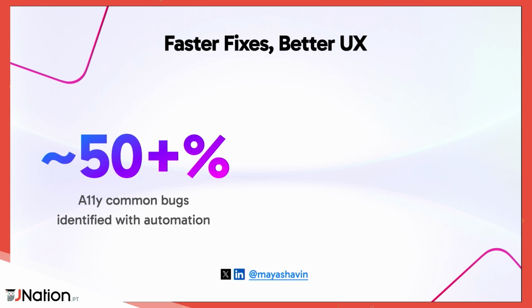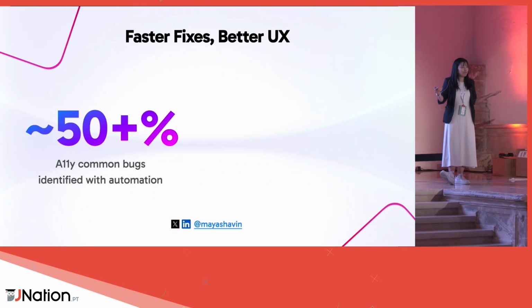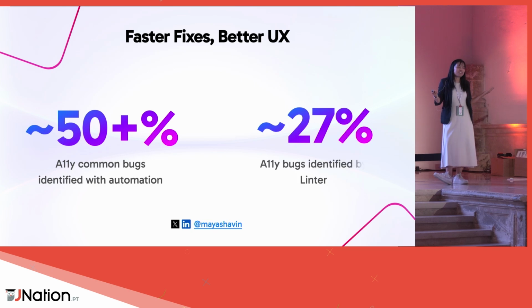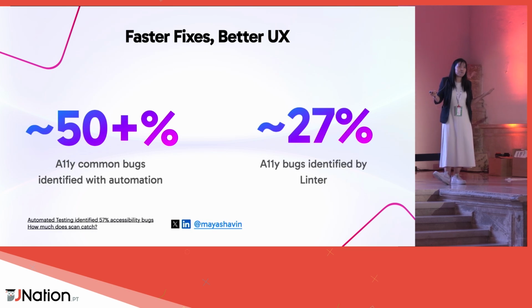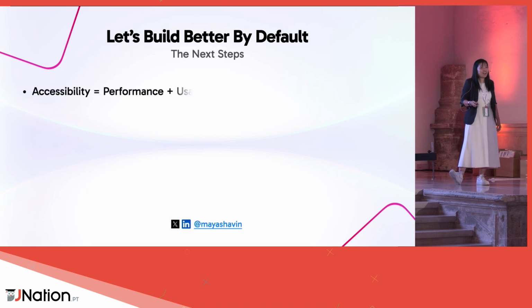With all of that in mind, it's proven that 50% of the bugs will be fixed by automation. 50%, a lot, right? You don't have to deal with 50% of the bugs here. And 27% of the bugs will be identified just by the linter. Isn't it awesome? For me, more than 20% is considered a huge improvement for my life. So what are the next steps? A lot of next steps.